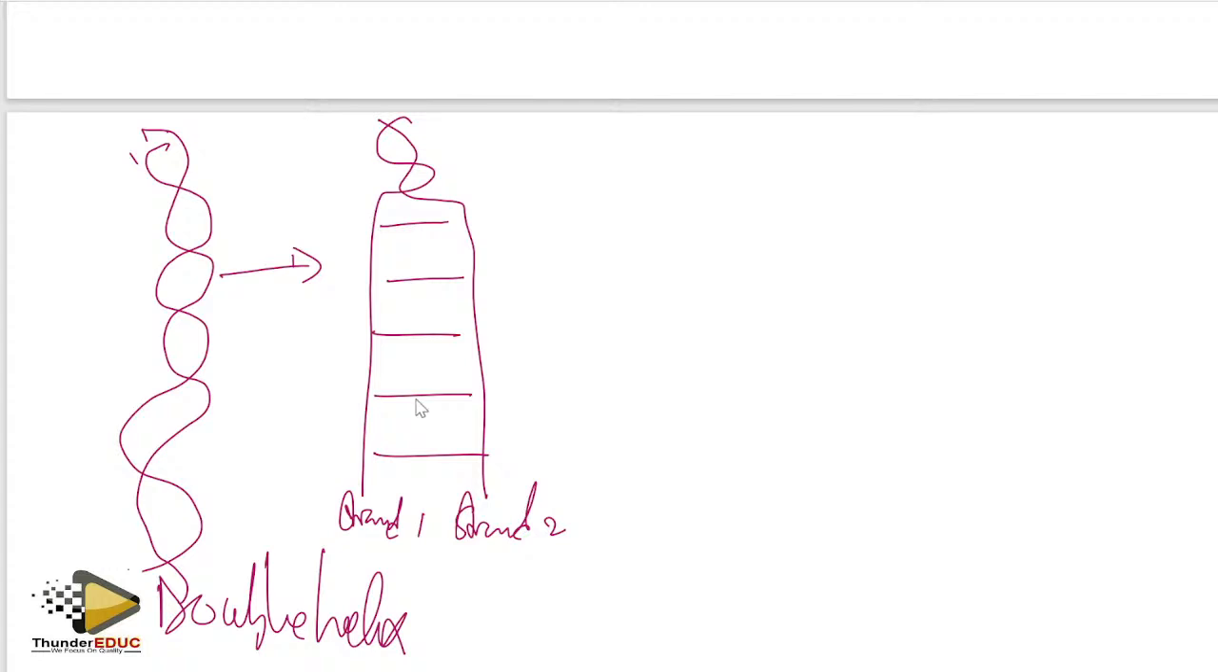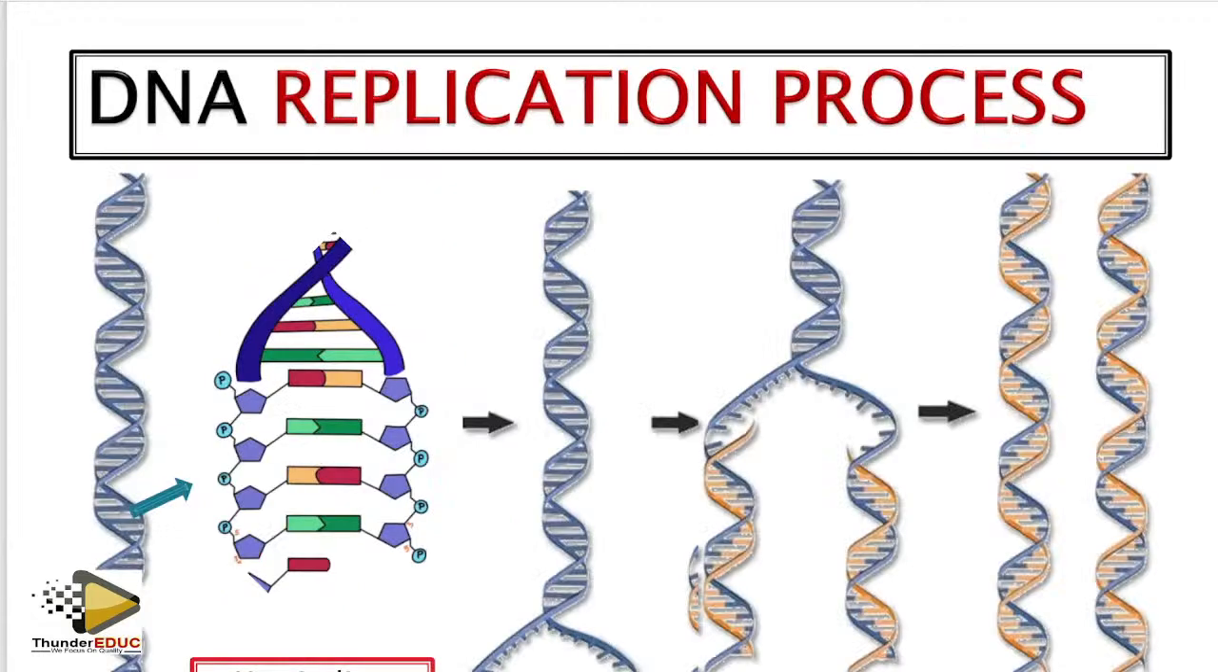So basically, step number one: DNA double helix. If you look at it here, you'll find out that this is a double helix. When it is a double helix, it unwinds. It means that it uncoils. Don't say uncoils in a paper.